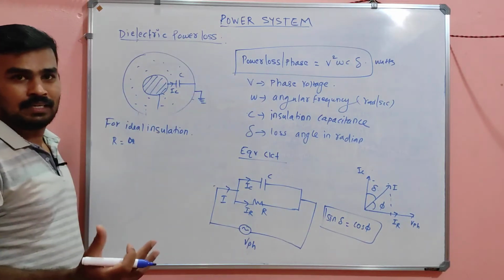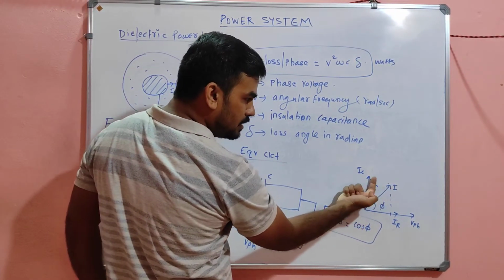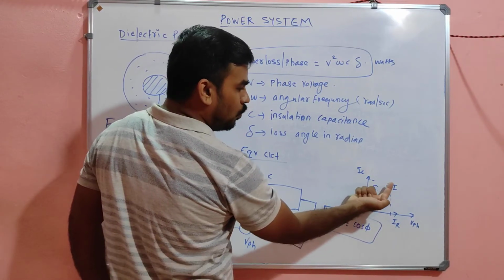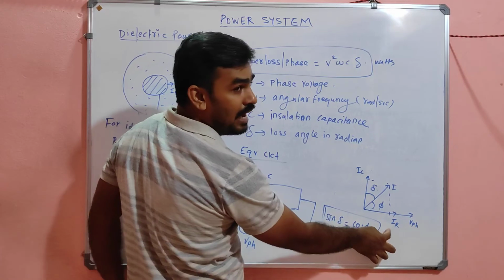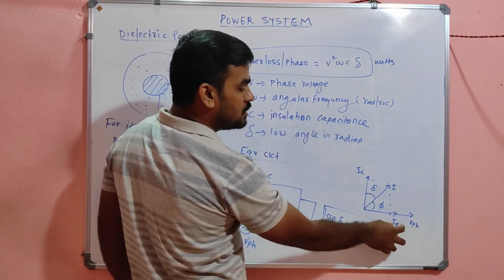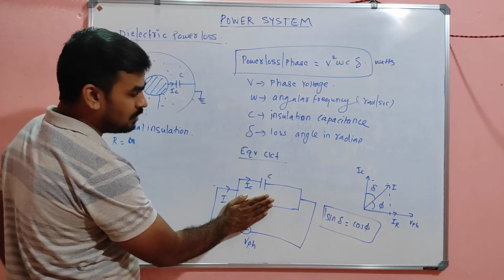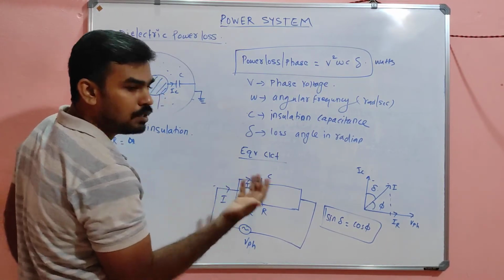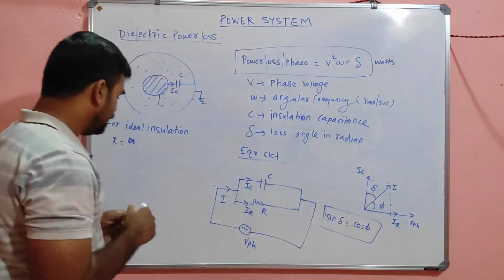There will not be any resultant, this resultant current will be the same capacitive current. Why does this resultant current I happen? Because of the presence of IR. If there is no such resistance here, it will be open circuited. The whole current will be equal to IC only. That means this current will be IC only. There will not be any delta.